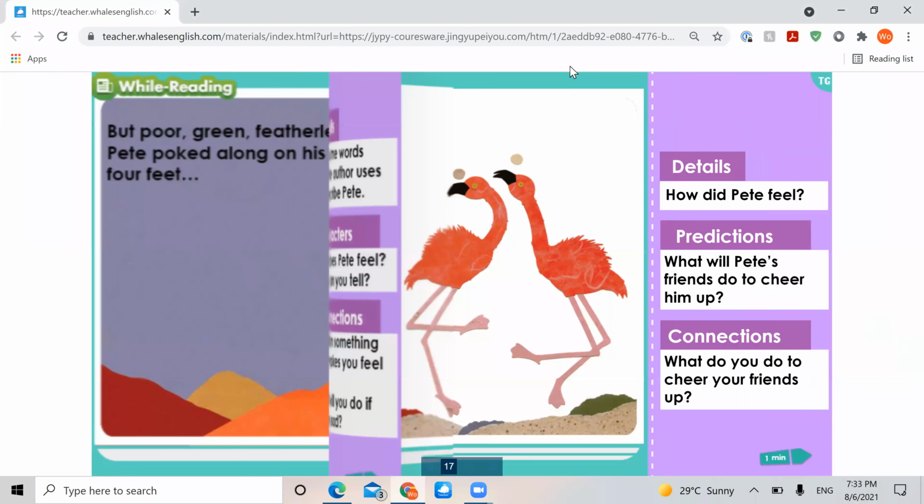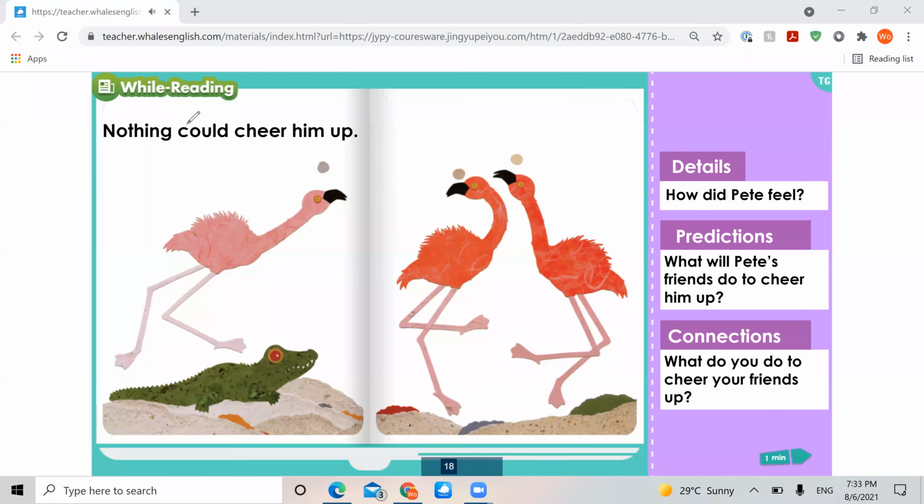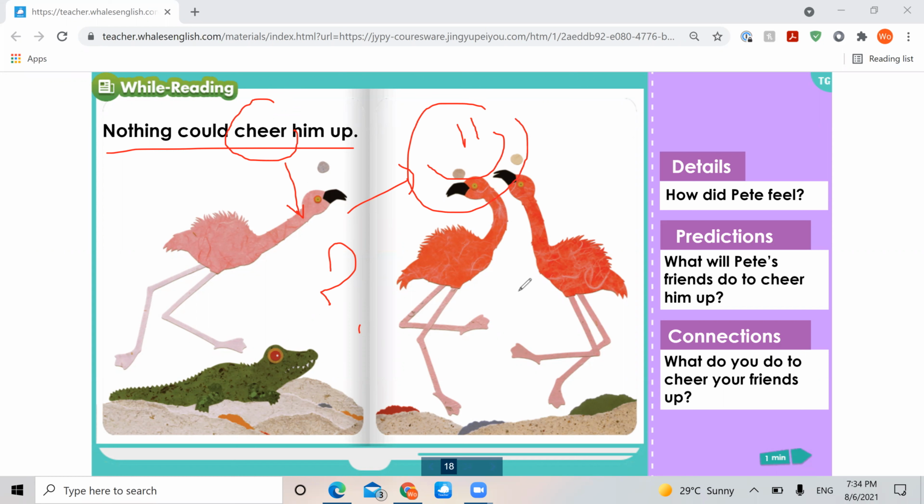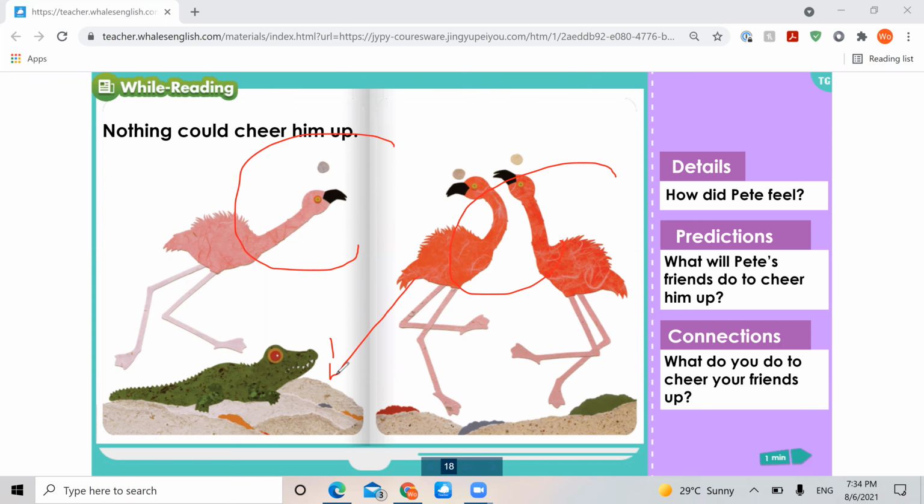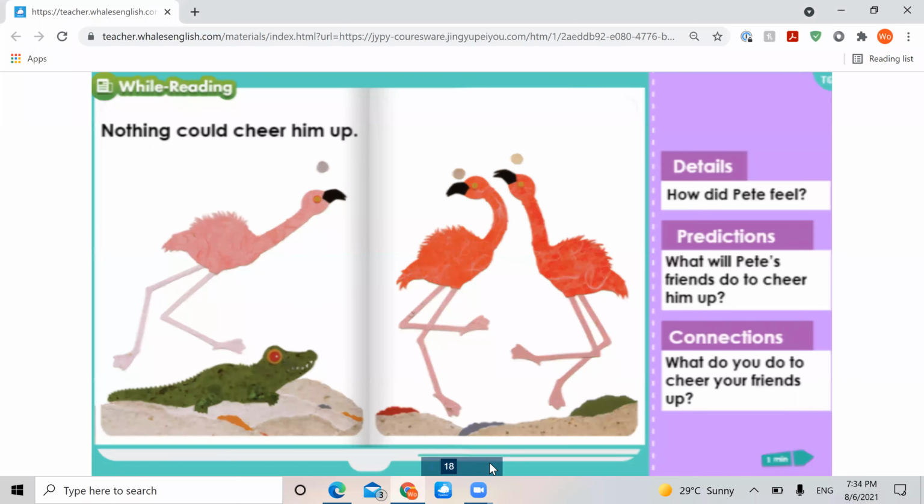Let's see what happens next. Nothing could cheer him up. Do you know what the word cheer means? That's right. Cheer is make somebody happy. What do you think his friends were doing to cheer him up? It does look like they're hopping and playing. Did that make Pete feel happy? No. Let's see what happens next.